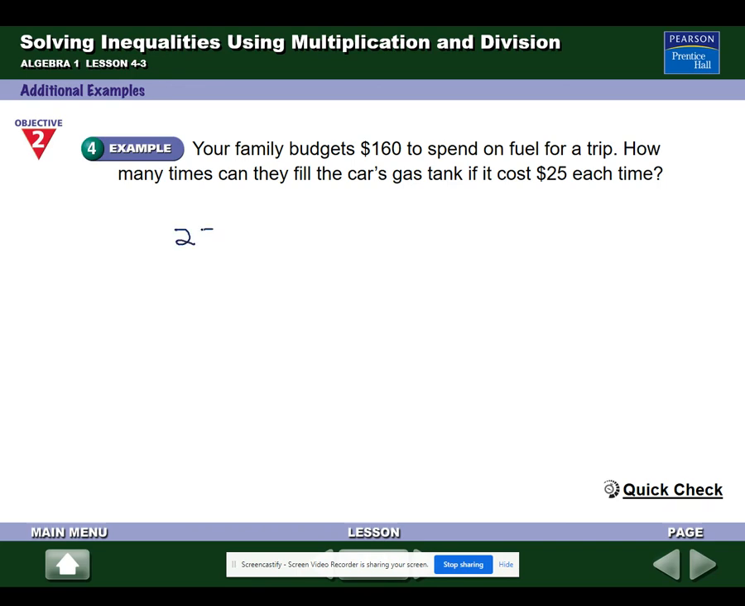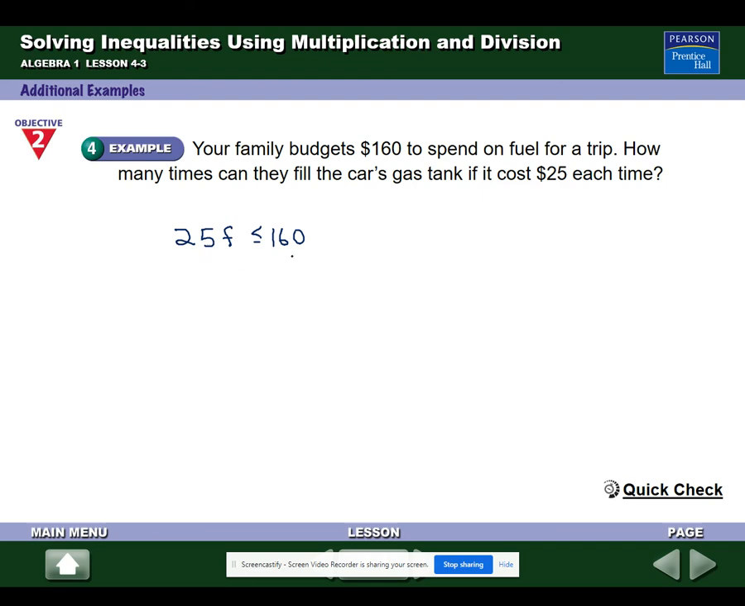Anyway, you're going to write your own inequality here and then solve the inequality that you wrote. Basically, it's $25 for each fill up. So I'll call that F for fill up the tank. Okay, $25 for each fill up. And this cannot exceed $160, right? So that's less than or equal to. 25 times the number of fill ups cannot exceed 160. It could equal it, that would be okay, but it can't exceed it because we only have $160.